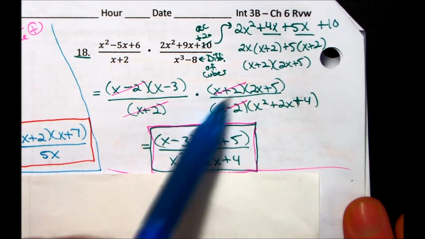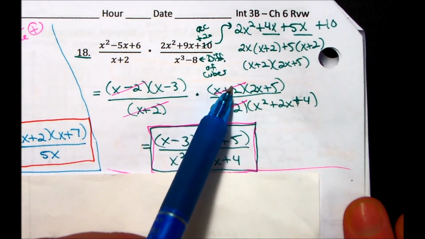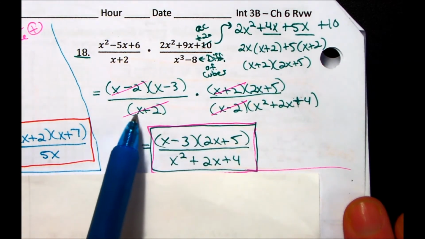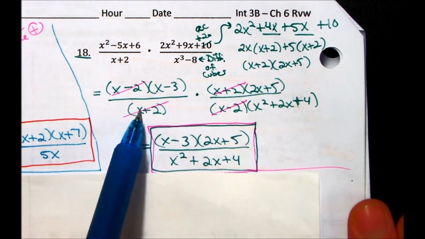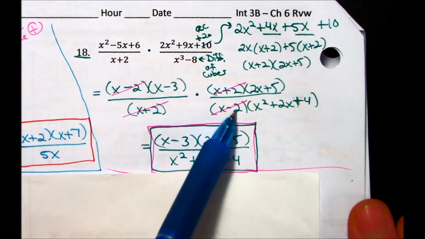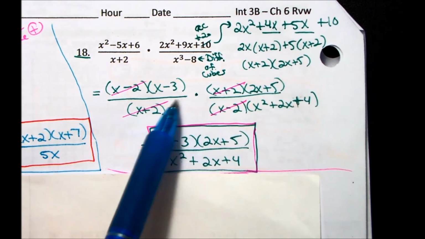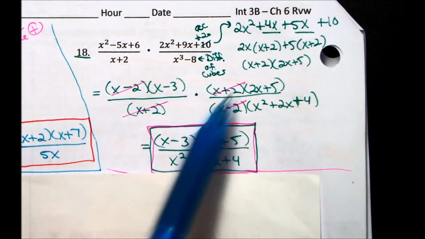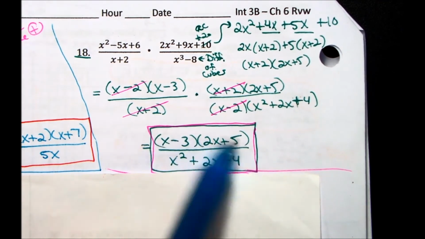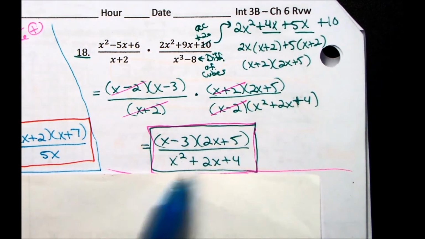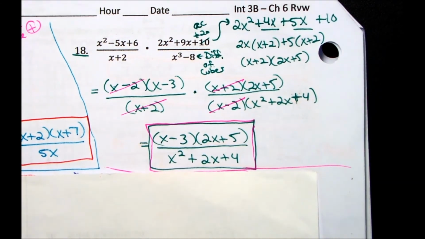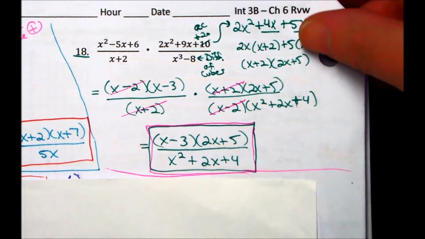So now the x plus 2 here on the top can reduce with the x plus 2 in the denominator, and the x minus 2 on the top and the bottom can cancel, so we have x minus 3, 2x plus 5 in the numerator, and then the x squared plus 2x plus 4 in the denominator. That is your simplified fraction.